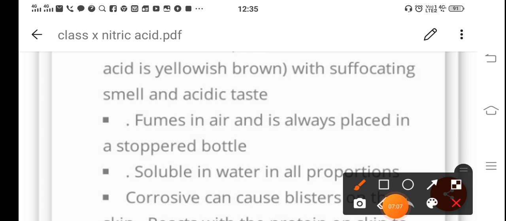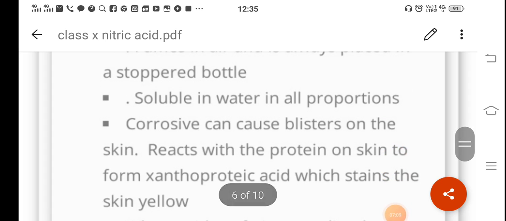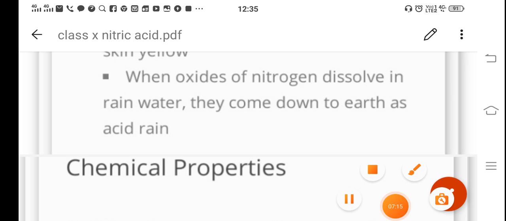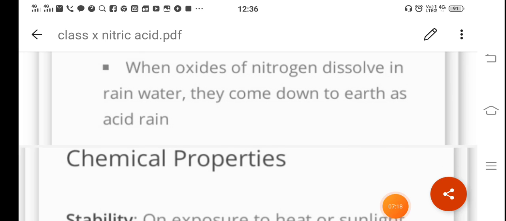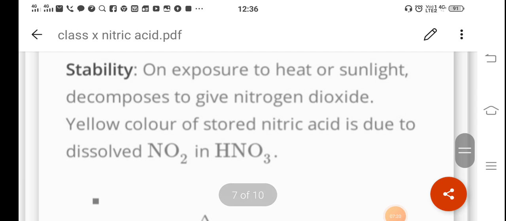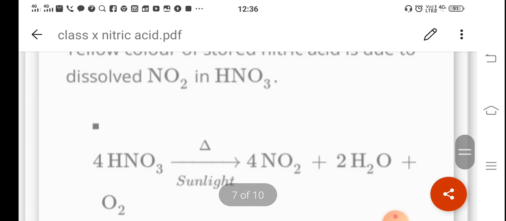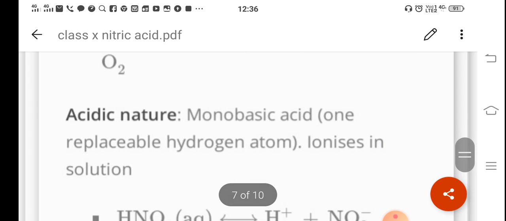It is soluble in water and corrosive in nature because it can cause blisters on the skin, and when oxides of nitrogen dissolve in water it forms acid rain. Now coming to the chemical properties, it is stable, but on exposure to heat, as already discussed, it will give oxides of nitrogen, NO, N2O or NO2. So the presence of NO2 gives the yellow color to the acid in concentrated form.